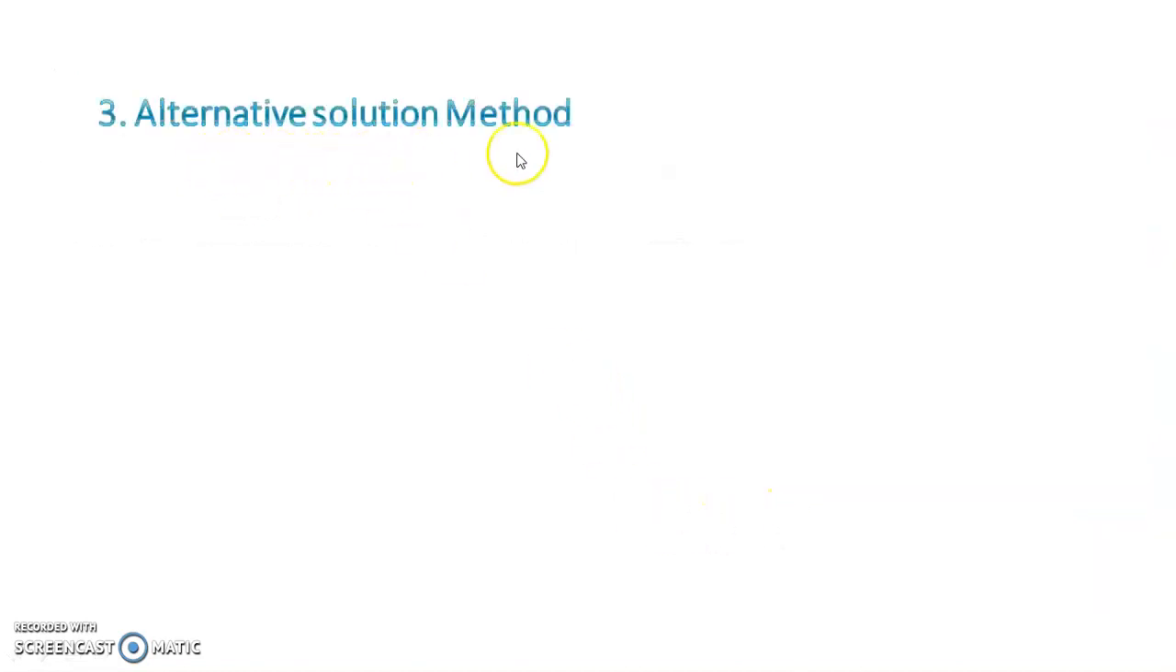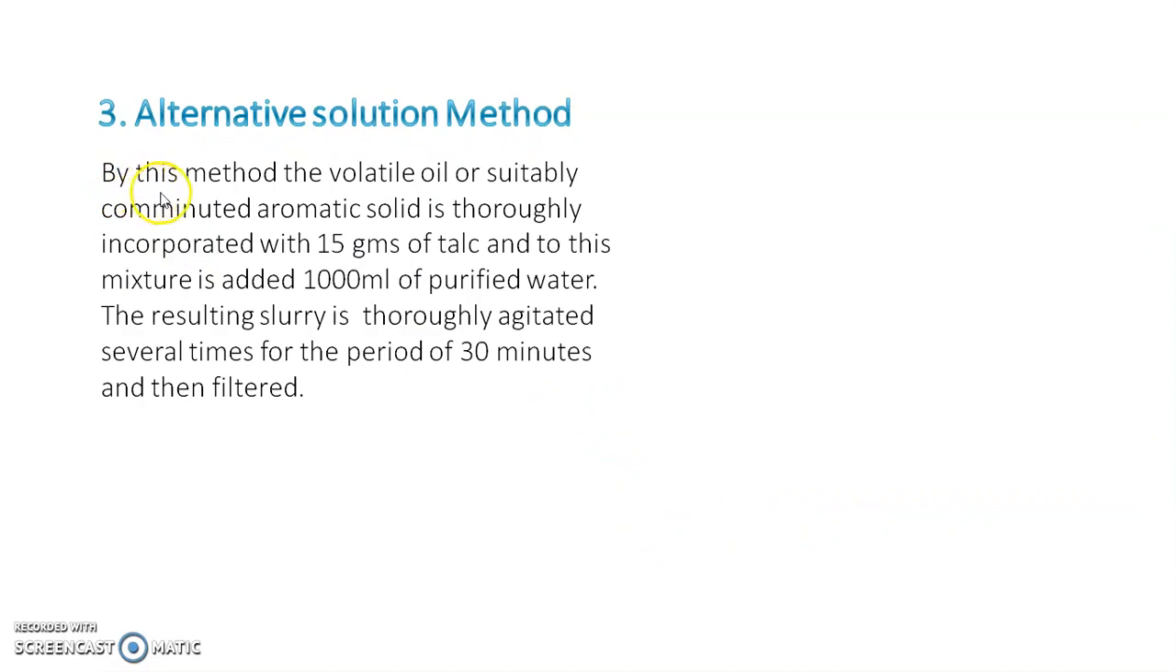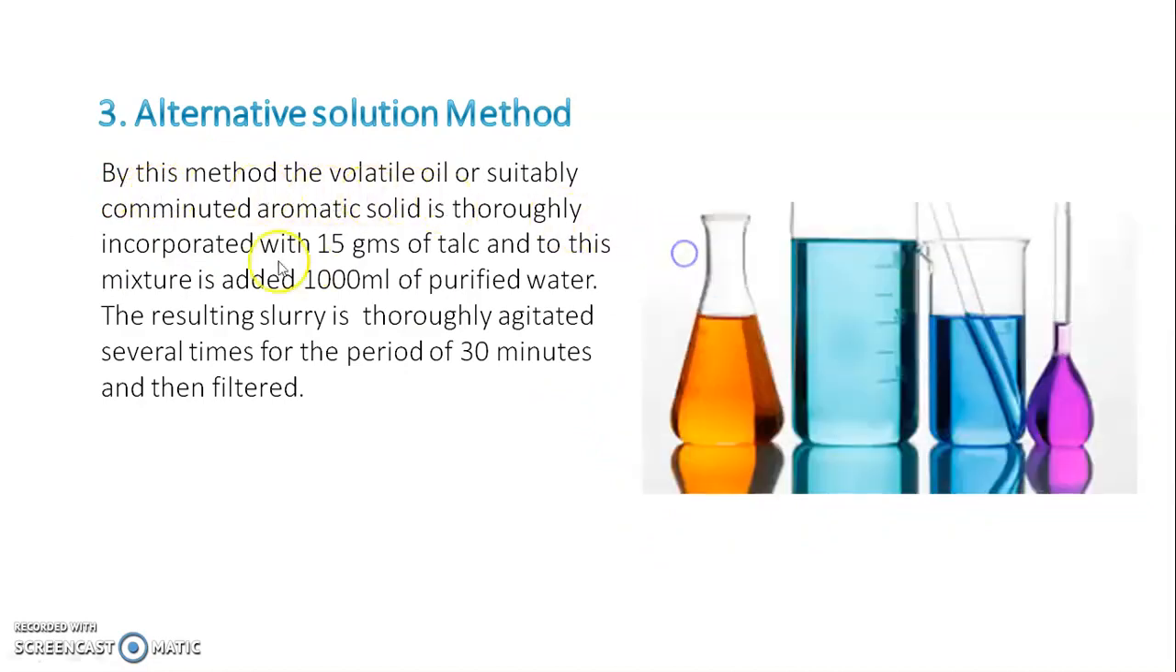Then the third method is the alternative solution method. By this method, the volatile oil or suitably comminuted aromatic solid is thoroughly incorporated with 15 grams of talc, and to this mixture is added 1000 ml of purified water. The resulting slurry is thoroughly agitated several times for a period of 30 minutes and then filtered. This is the alternative solution method.